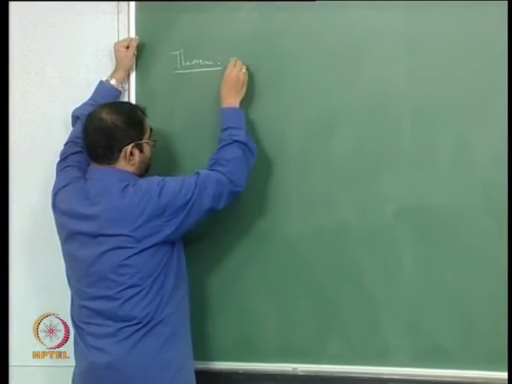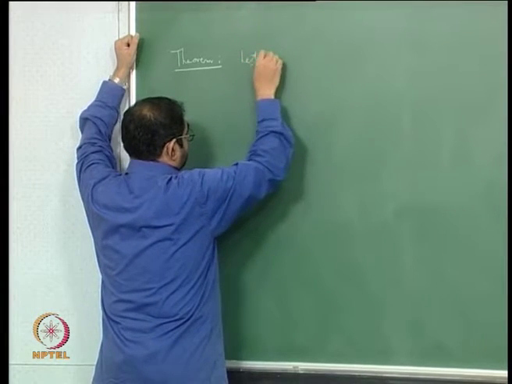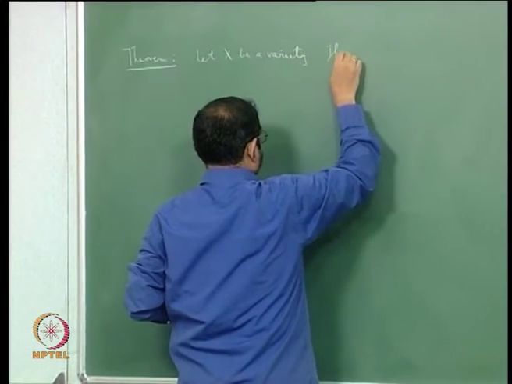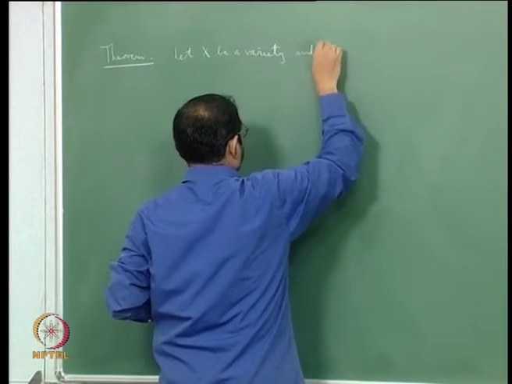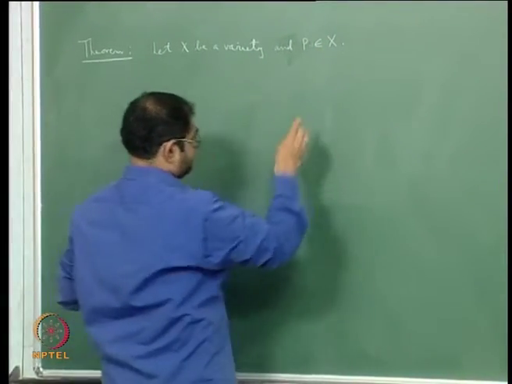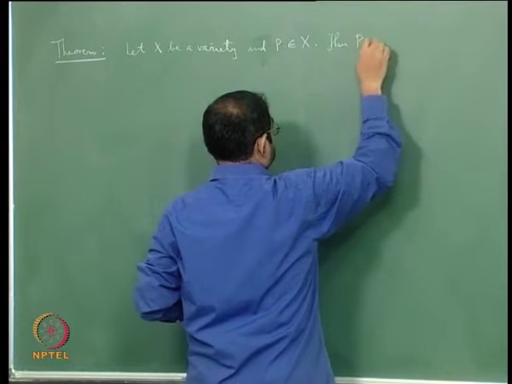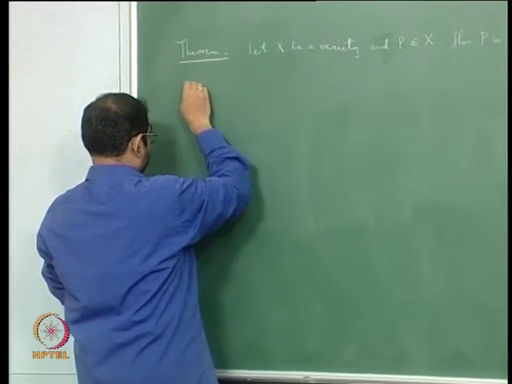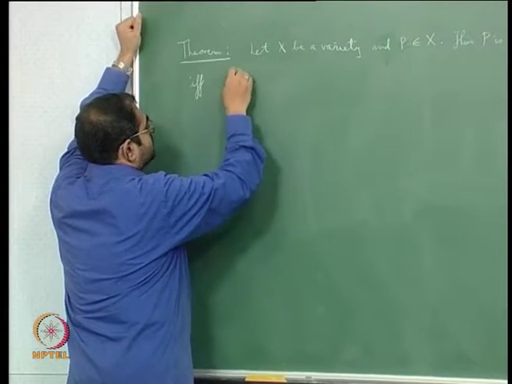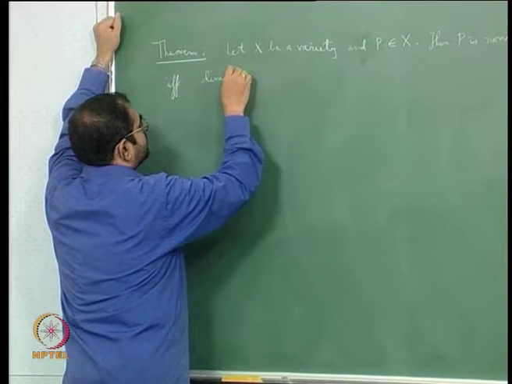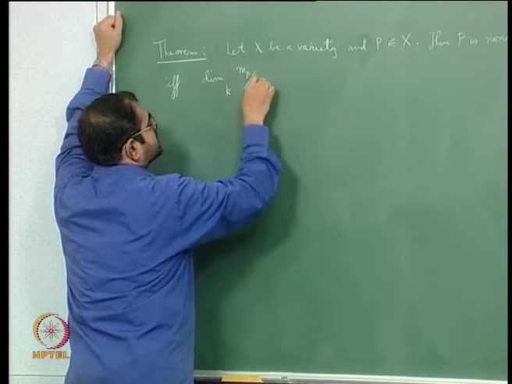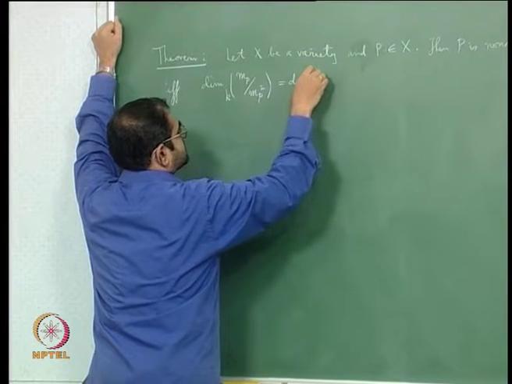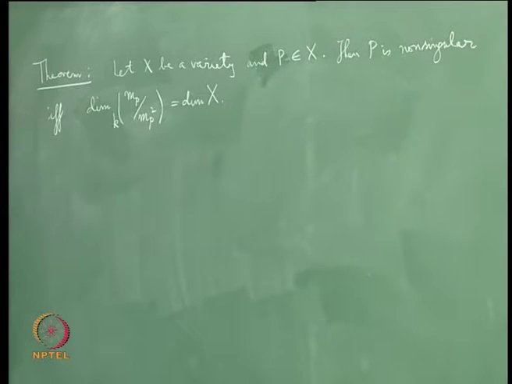So here is a theorem. Let X be a variety, and P a point of X. Then P is non-singular if and only if the dimension over K of MP mod MP squared is equal to the dimension of X. Okay, so this is the correct statement.